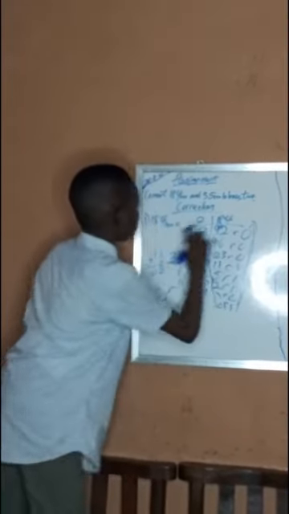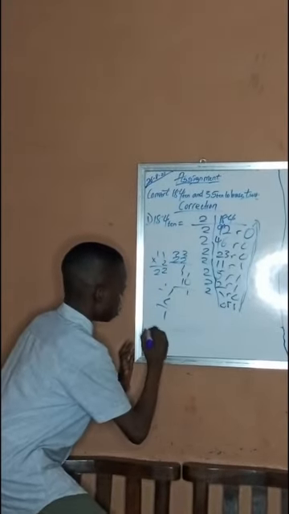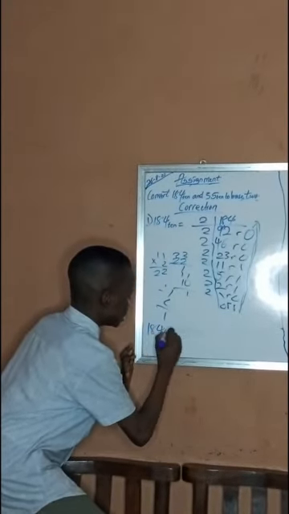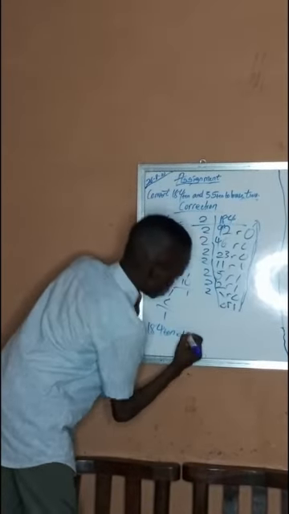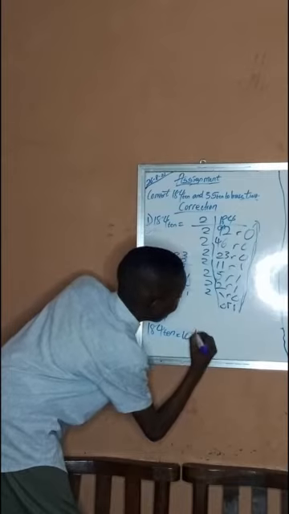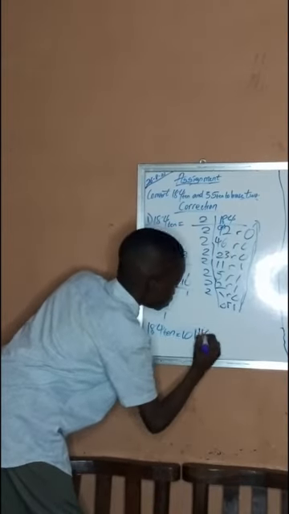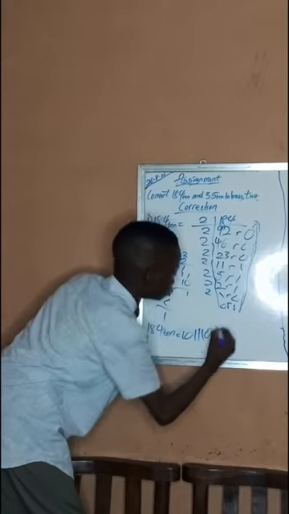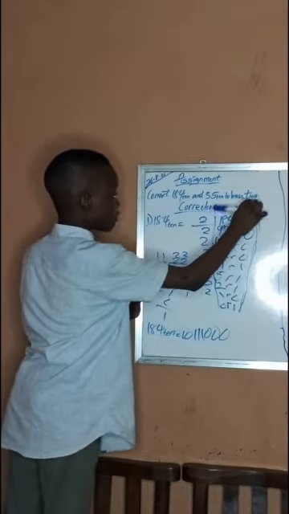Let's count it. What are we converting? We're converting 184 base 10. So it will be 184 base 10, which is equal to, which number is here? 1 0 1 1 1 0 0 0. And which base do we convert 184 base 10 to? We converted it to base 2.